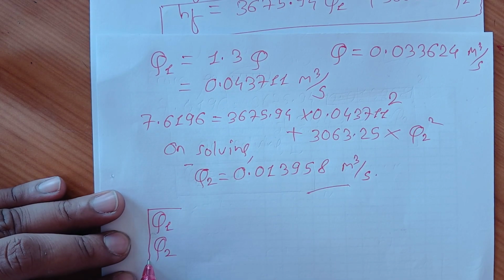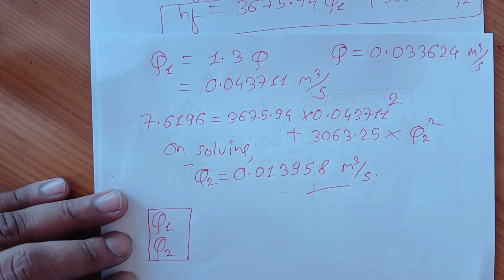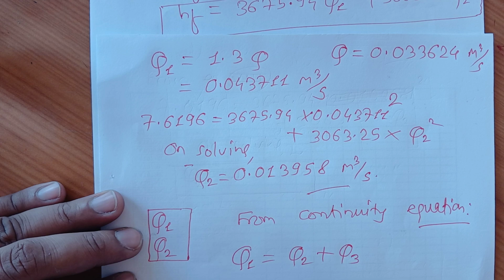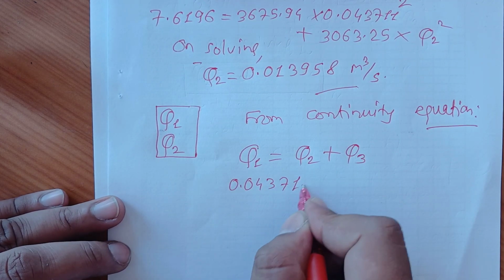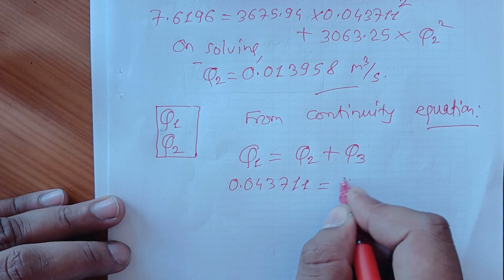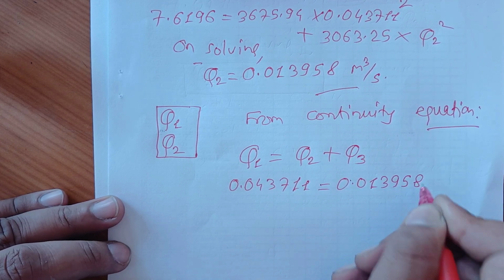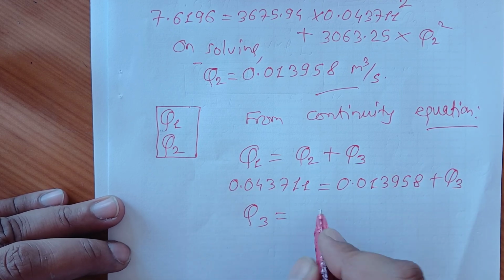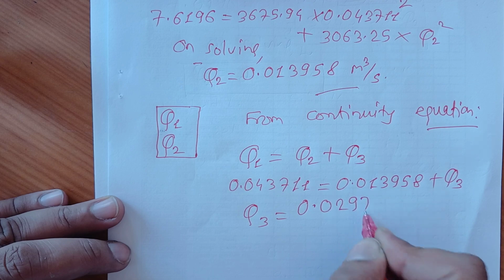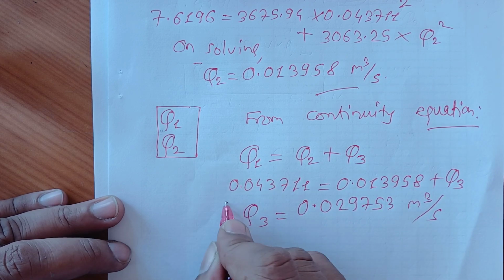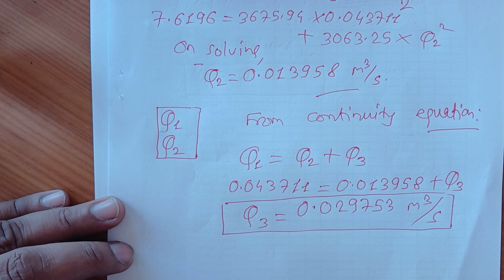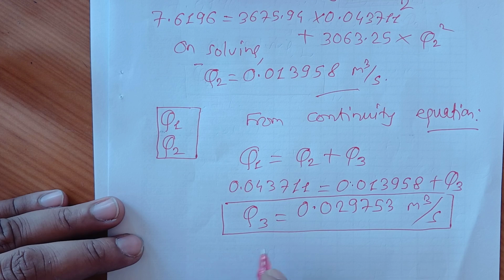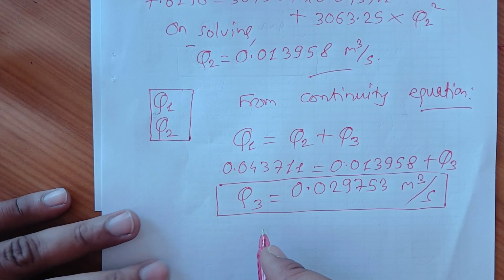Okay, now we can substitute this in continuity equation to get the value of Q3. Let's substitute Q1 0.043711 is equal to Q2 is how much? 0.013958 plus Q3. By substituting all this, you can easily get Q3 as 0.029753 meter cube per second. I have also calculated Q3. Okay, I have calculated Q3, Q1, Q2 and the pipeline single discharge Q. Okay, I have calculated all the discharges over here.